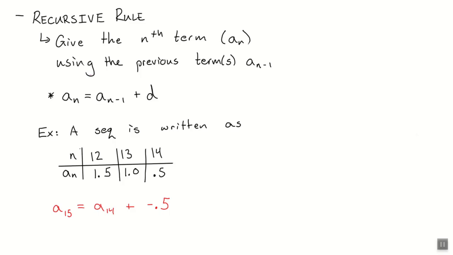Okay, do we know these things? What's a sub 14? 0.5 minus the common difference, which is 0.5. What's the 15th term? 0. 0.5 minus 0.5, and we have it. Again, my bullet point is just indicating my answer. For arithmetic stuff, legitimately, not my favorite thing to do, just so you know.